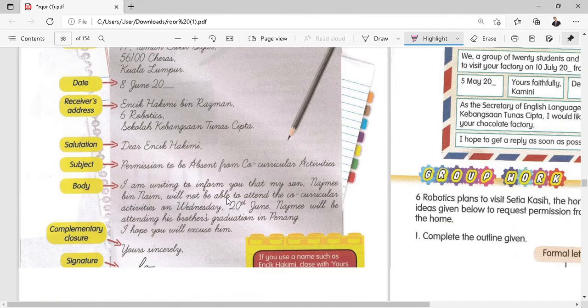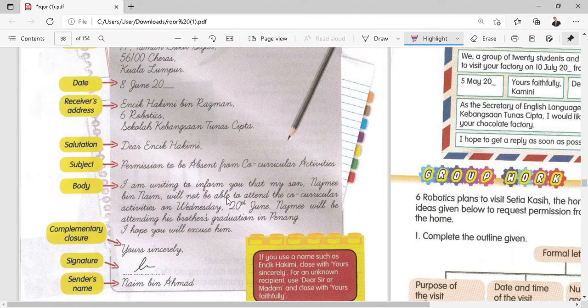Before you start writing the letter, you must have the salutation. Dear Encik Hakimi. Let's say you need to write a letter to me. So you may write Dear Encik Naga. If you need to write to a bank officer and his name is Abdullah, you write Dear Encik Abdullah.